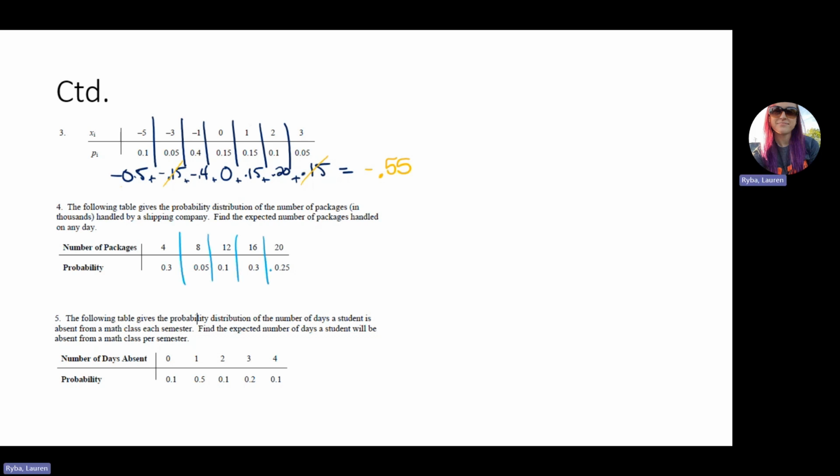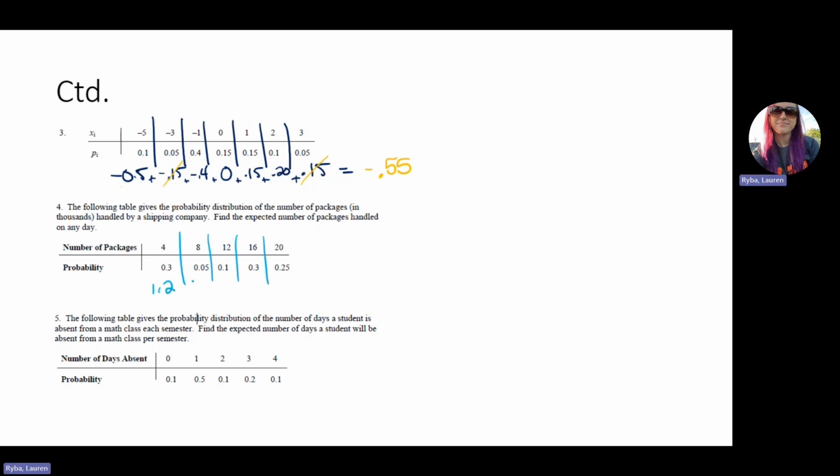So what I can do is then, instead of looking at each individual day, I can calculate the average number of packages we would expect to deliver on any given day. That is what expected value is giving you. So if we do that, multiply the number times probability, 4 times 0.3 is 1.2.